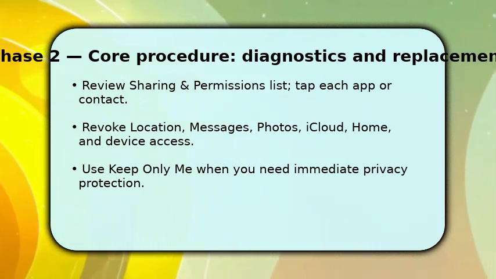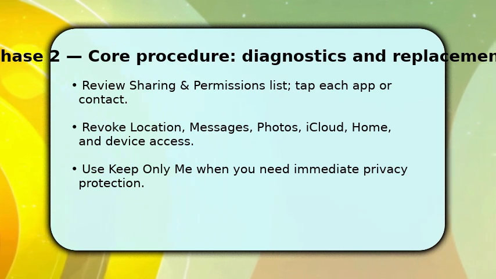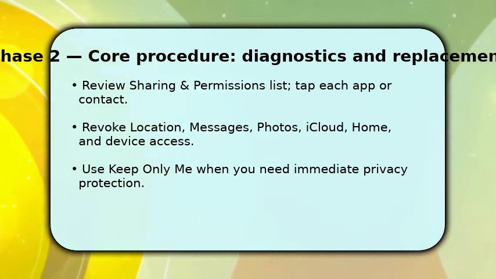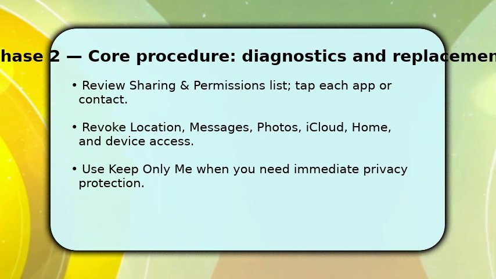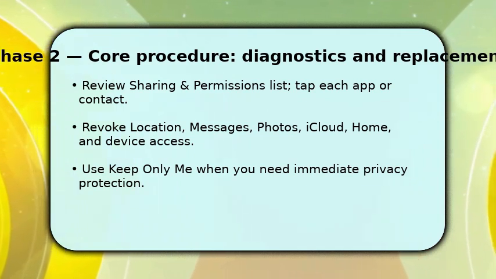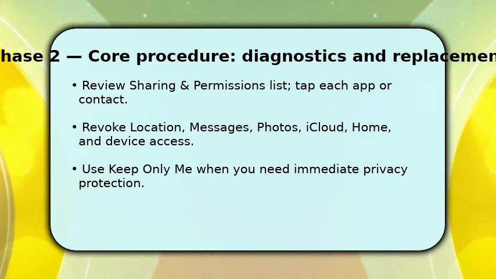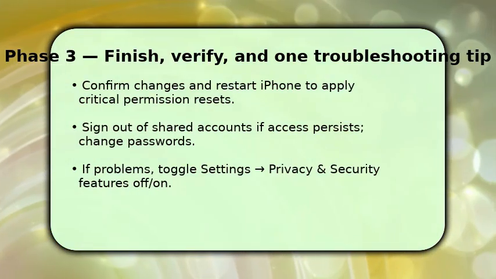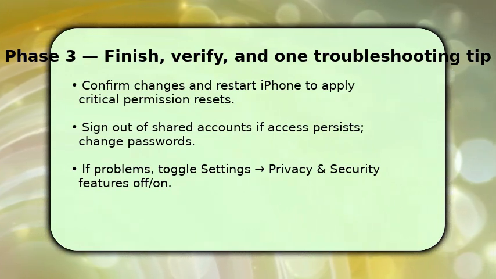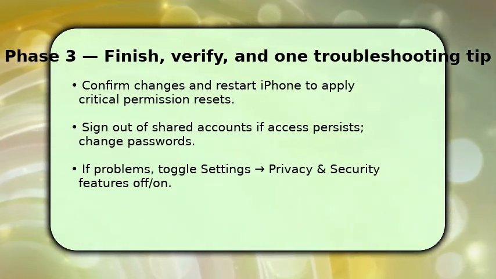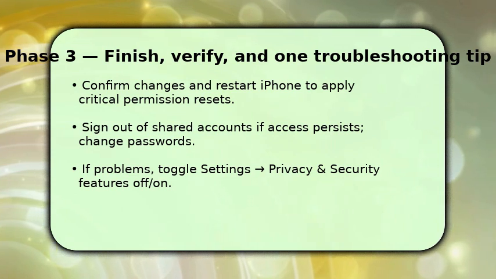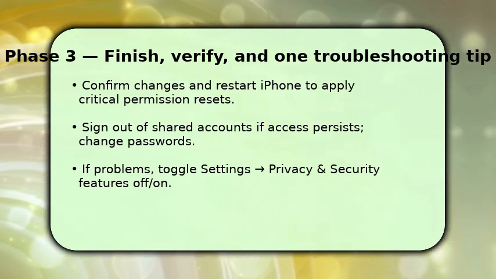Once done, use Keep Only Me to restrict an item quickly, or customize granular permissions when you want to preserve some sharing. Make sure to scroll through every category, because a single unchecked permission can leave a backdoor open. You confirm the changes and then restart your iPhone to ensure permission resets take effect. This clears cached access tokens and forces apps to request permission again.